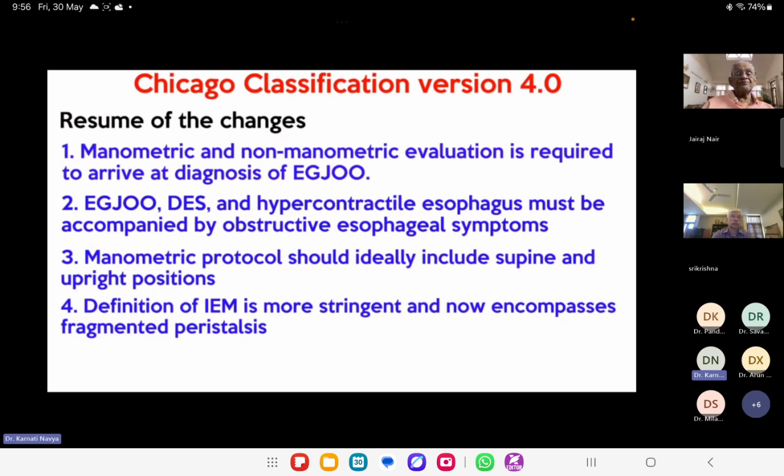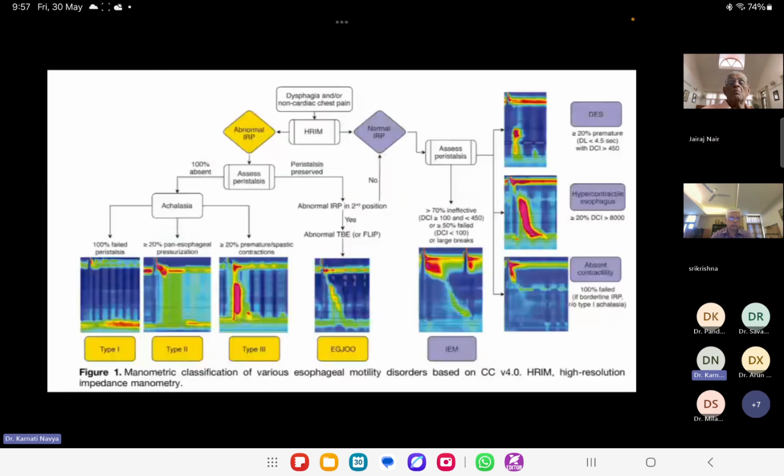Chicago classification version 4.0, a resume of the changes. Manometric and non-manometric evaluation is required to arrive at a diagnosis of outlet obstruction. In case of outlet obstruction, diffuse esophageal spasm and hypercontractile esophagus, this must be accompanied by obstructive esophageal symptoms. And the manometric protocol should ideally include supine and upright positions. Ineffective esophageal motility is more stringent and now encompasses fragmented peristalsis. In Chicago classification version 3, fragmented peristalsis was a separate category, but in version 4, it is included with ineffective esophageal motility.